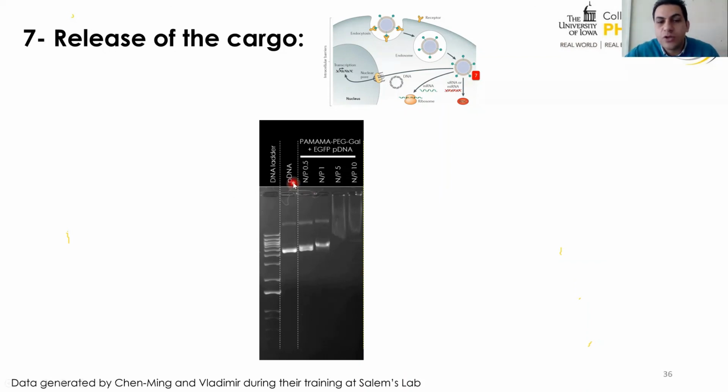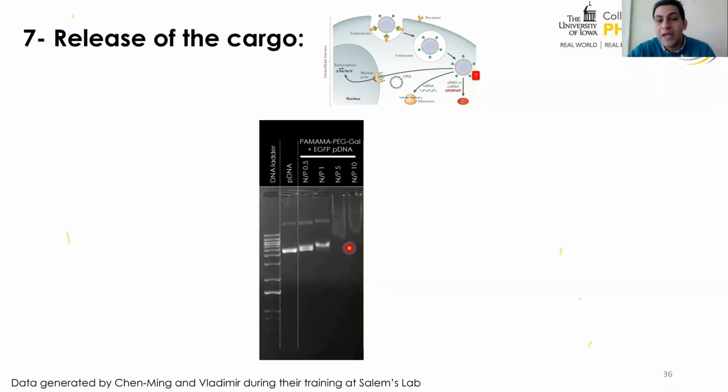So what you can see here is when you have a plasmid DNA, you see a band down here. When you have your nanoplexes that complex your plasmid DNA at different ratios, as you go to the right, you get a higher ratio of your nanoparticles, you get a higher amount of amine groups, so you can complex your DNA. So at N/P 5 and 10, you can see a band here, which means that your formulation was able to complex the DNA completely. But can you release it?